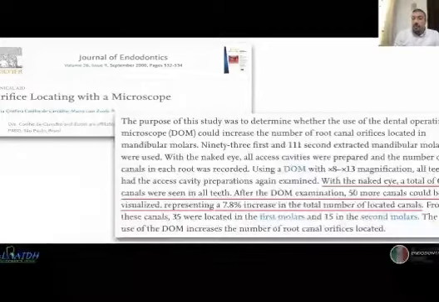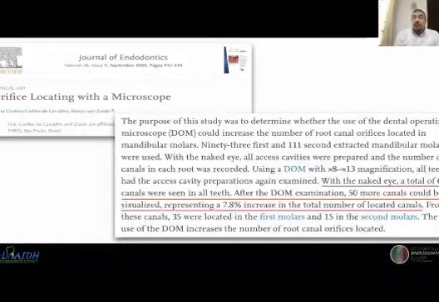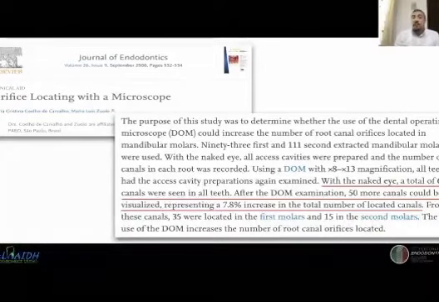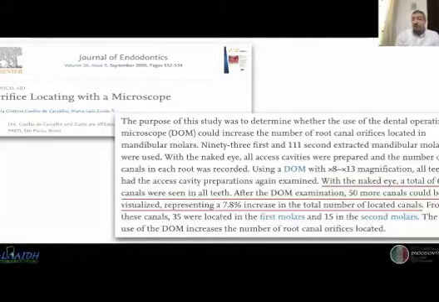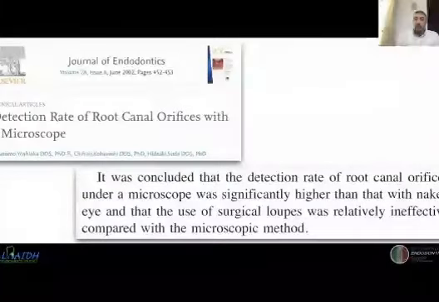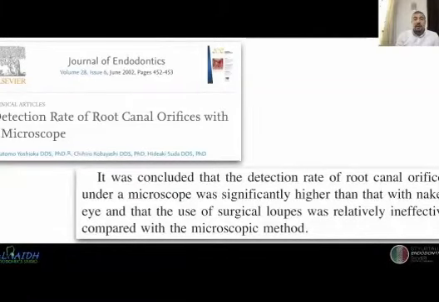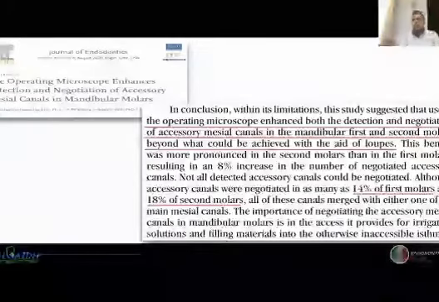This is also another paper saying that after examining teeth with the naked eye and microscope, they found 50 more canals were identified under the microscope that they couldn't find with the naked eye. So this is a great percentage, which is 7.8%. Also, another paper says that significantly more root canal orifices can be diagnosed under the microscope than with the naked eye. So we have many papers indicating that.